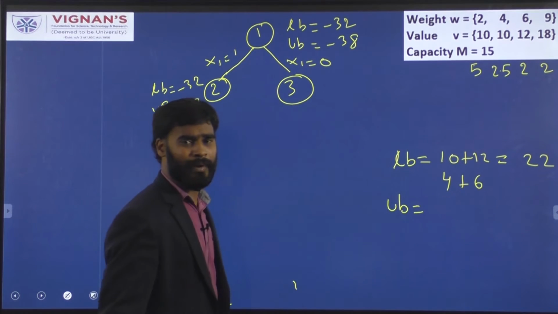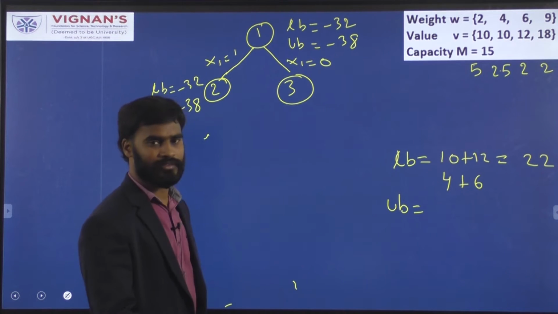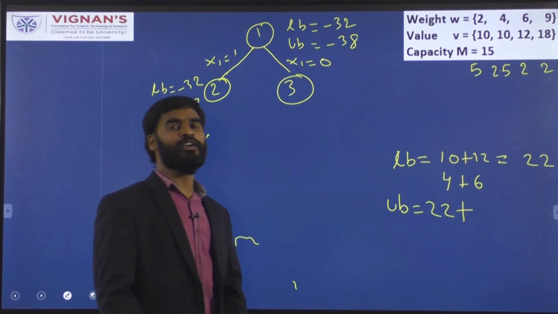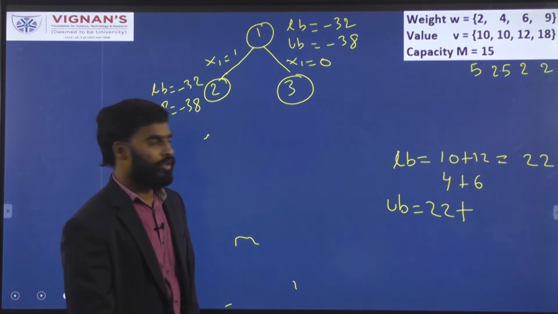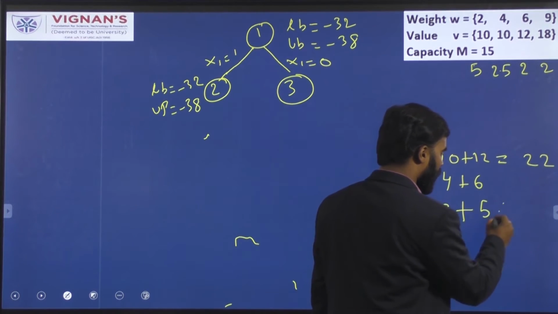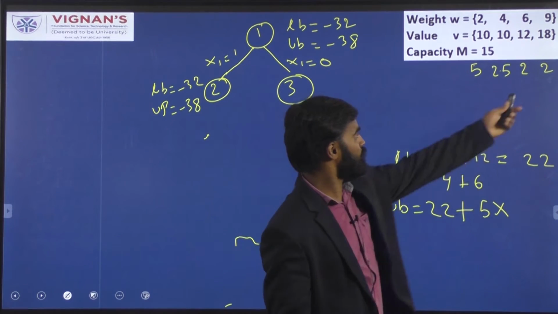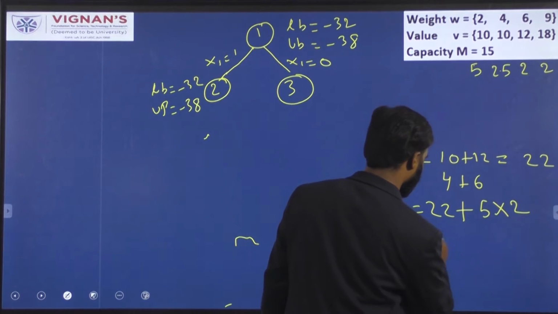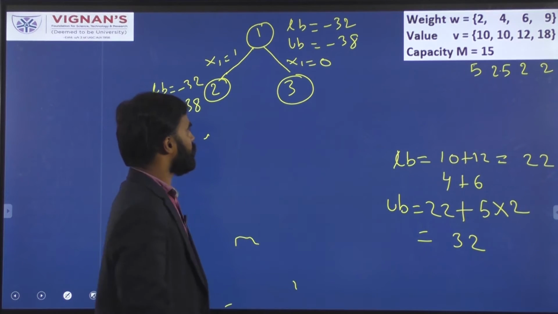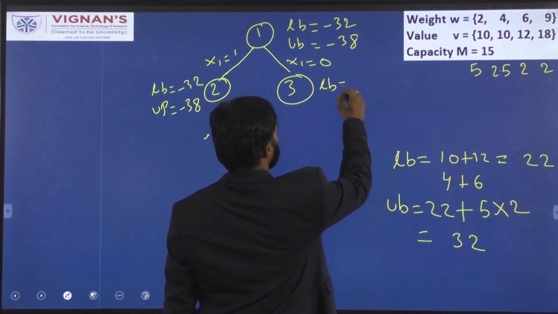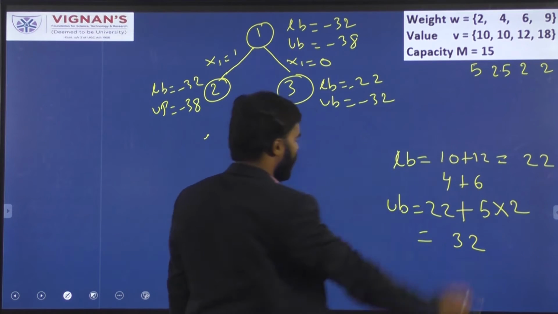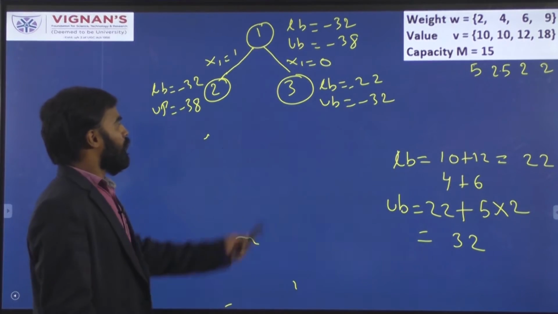So what is the upper bound? The upper bound is nothing but the value of current selection, which is 22, plus remaining weight into the profit of next item. We added 10 kgs of weight so far, the remaining weight is 5, and the profit of the fourth item is 2. So 5 into 2, 10. So totally 32. Lower bound is 22 and upper bound is 32. So lower bound is minus 22, upper bound is minus 32. This is the lower bound and upper bound for node 3.